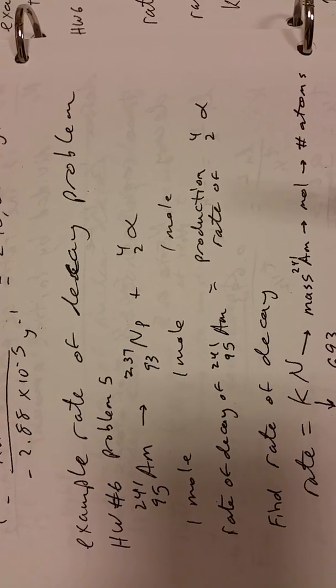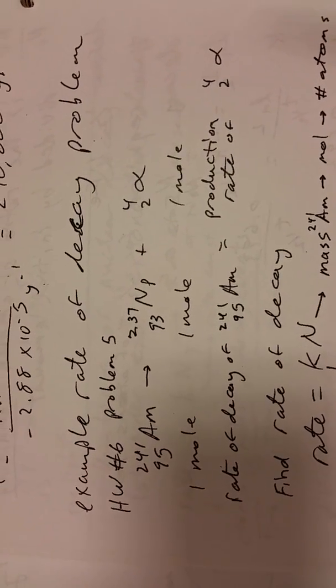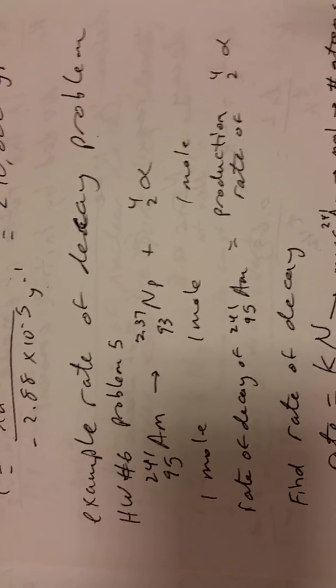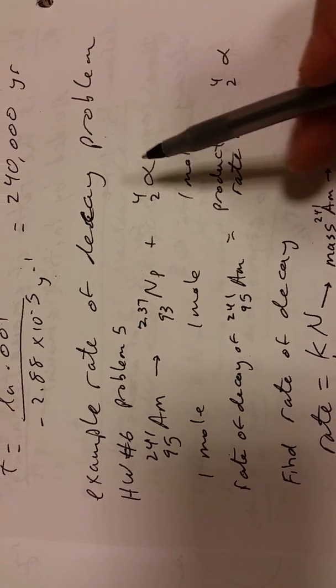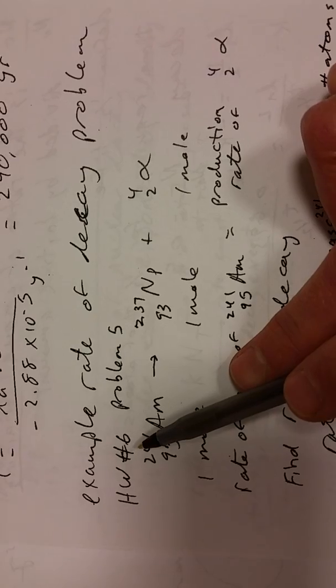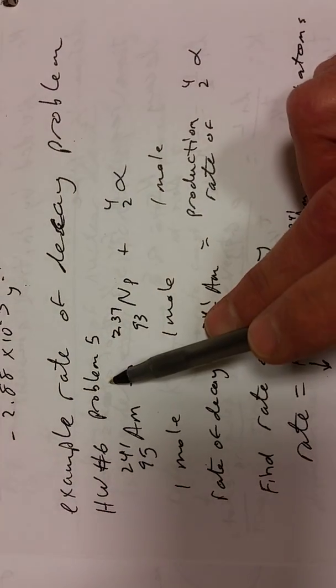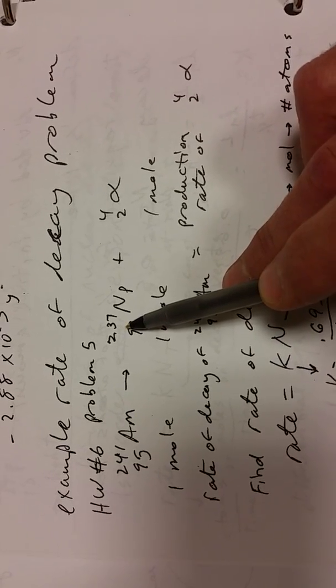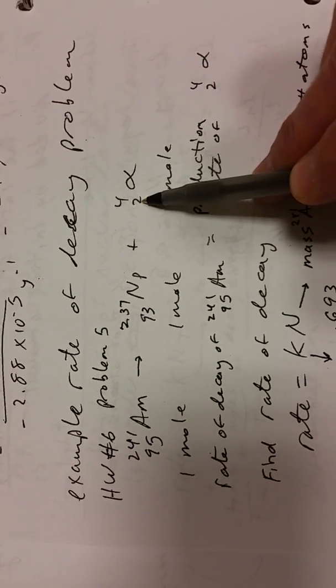Okay, now that type of problem is in contrast with the other type of problem, which I call a rate of decay problem. That was a half-life problem. This is a rate of decay problem, and this one is from homework number 6, problem 5, where americium-241 decays into neptunium-237 and gives off an alpha particle.